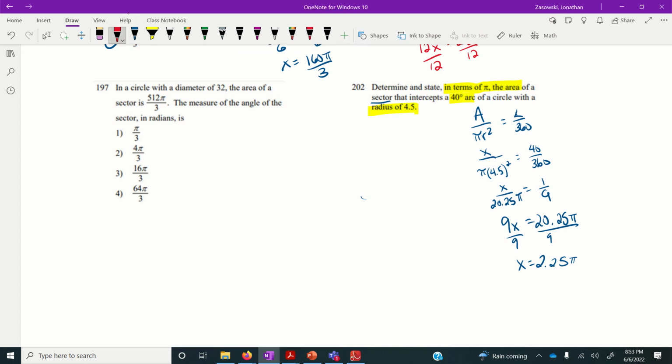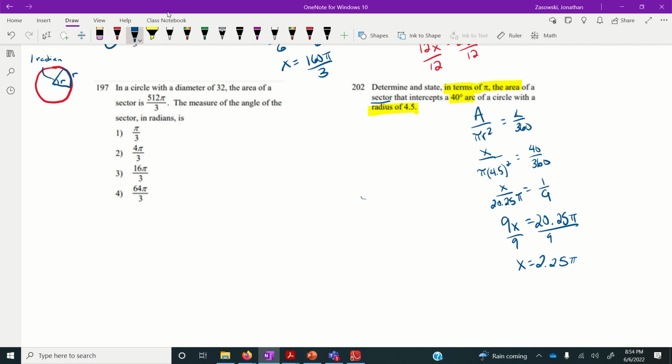Now, 197. So here's the deal with radians, okay? A radian is just a distance traveled around the circle that is equal to 1 radius. So if this length is a radius, then if you travel around the circle r units, you're going to create kind of a piece of pizza here, and this angle that we're talking about here is referred to as a radian.